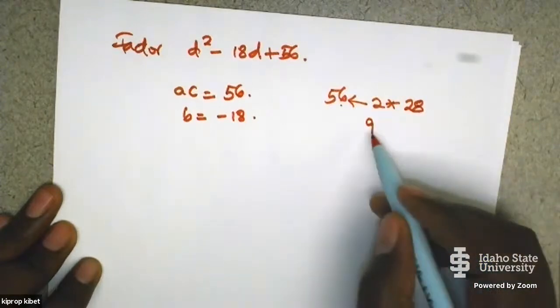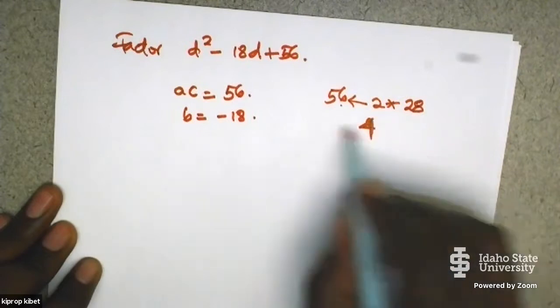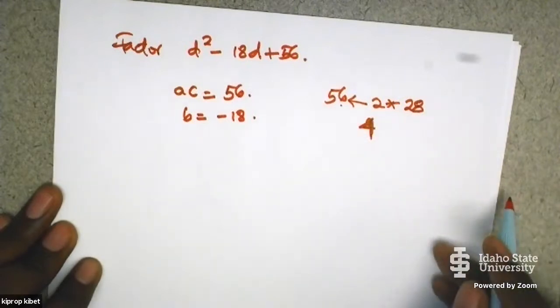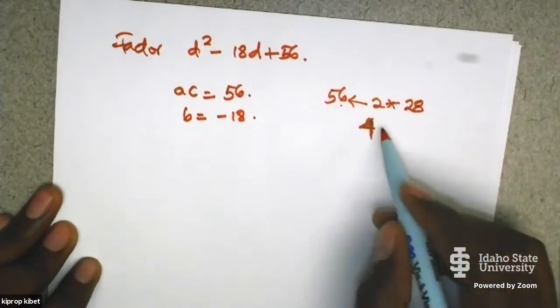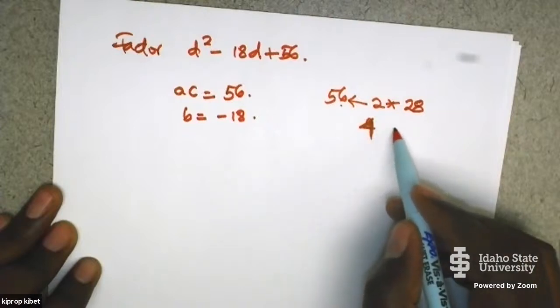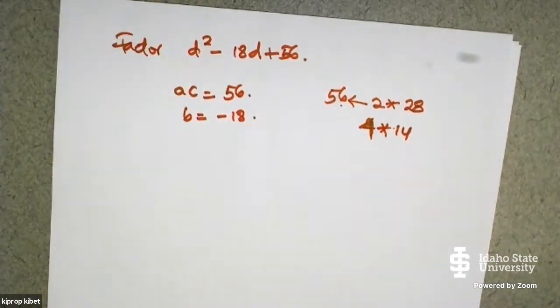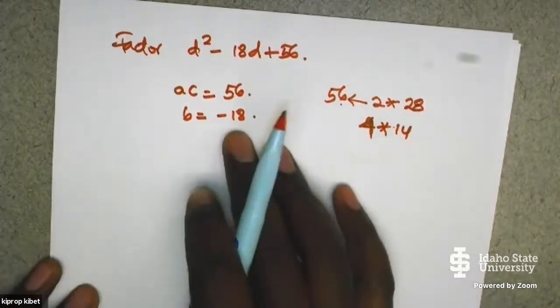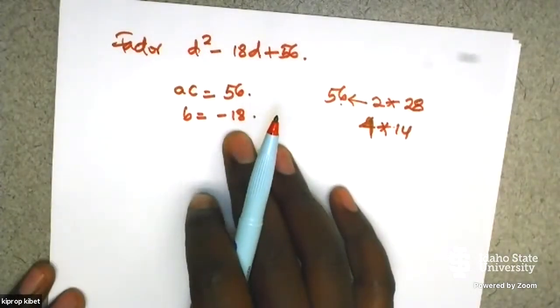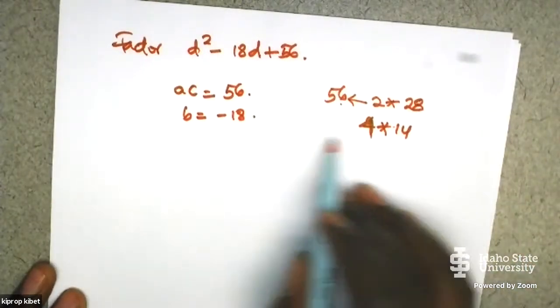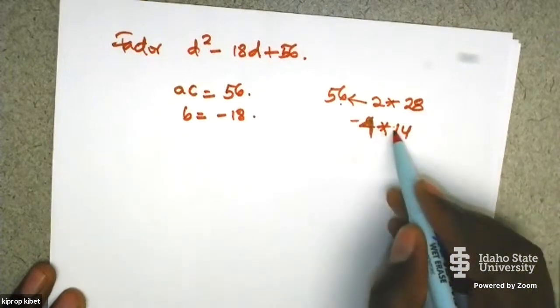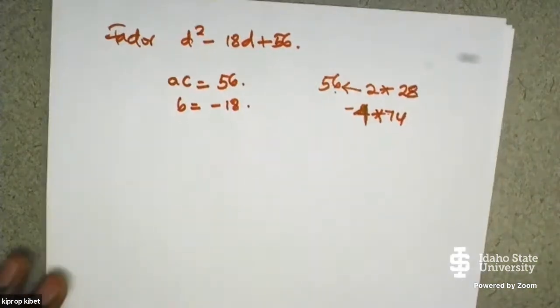Let's say 4. If you divide this one by 4, what do you get? 14, right? So 4 and 14. Now, if you add the two of them, you get 18, right? Now, since this one is negative, that means both of them should be what?